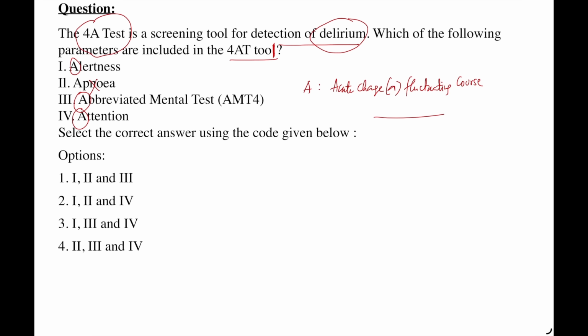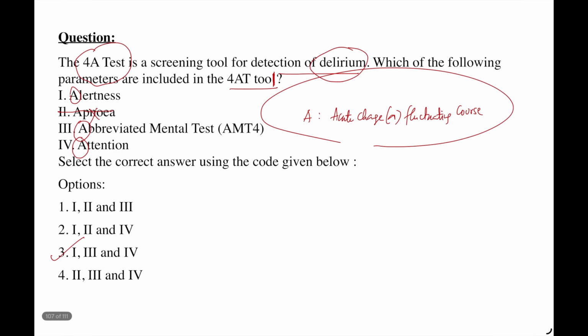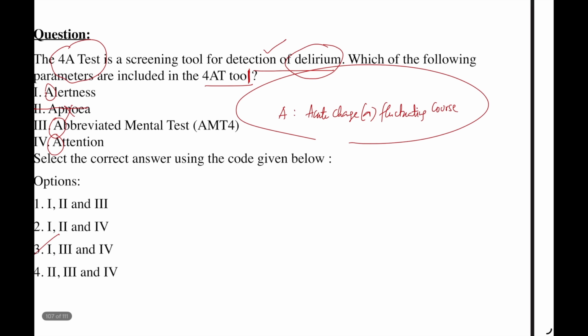So the total 4AT tool, what are the parameters, how to interpret, I have included in the description part. For now, it is not apnea. So 1, 3, 4 are the correct options. So option 3 is a correct answer. 4AT tool is used as a screening tool for the detection of delirium.